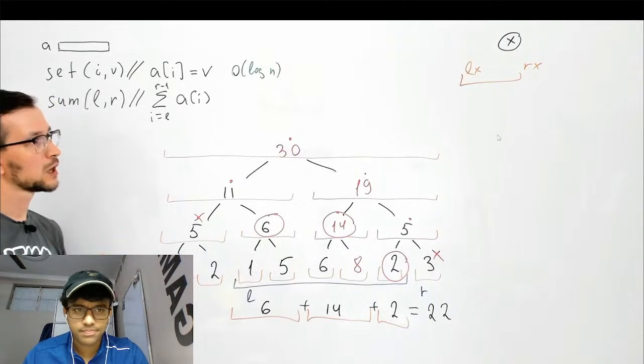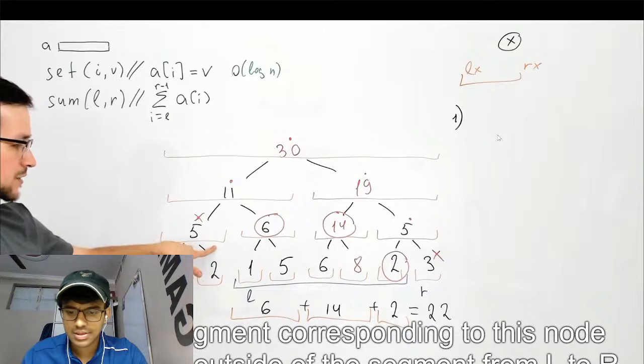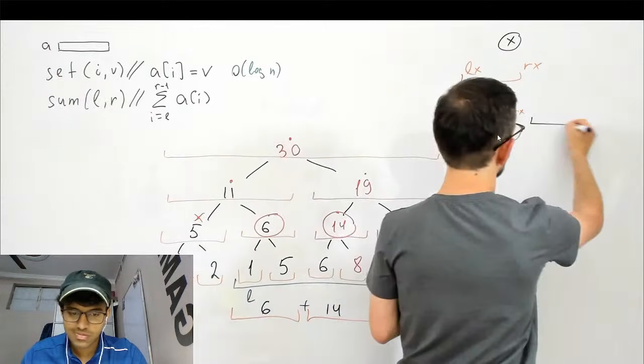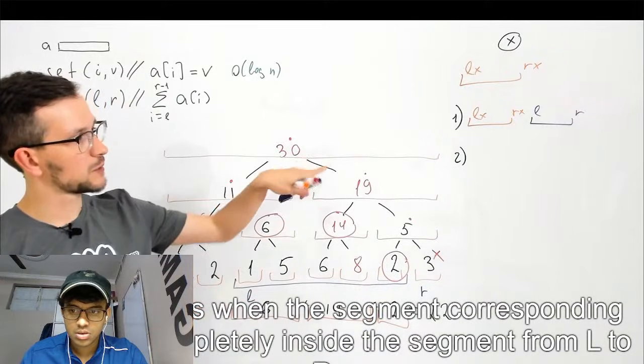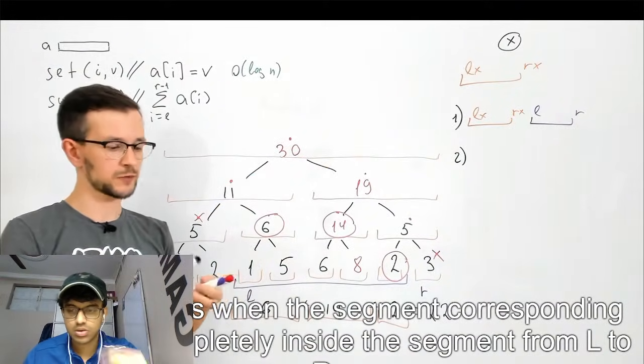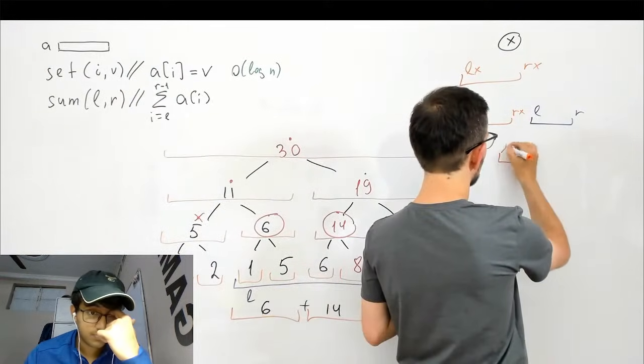Like this node lies completely outside of the segment from L to R. The second case is when the segment corresponding to a node is completely inside the segment from L to R. So we have a segment like here.